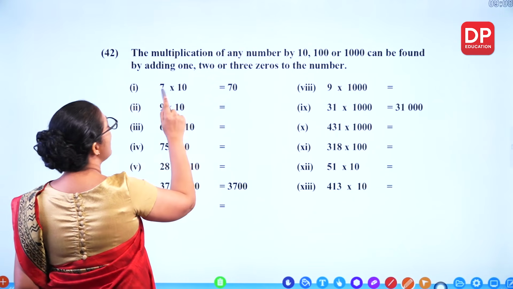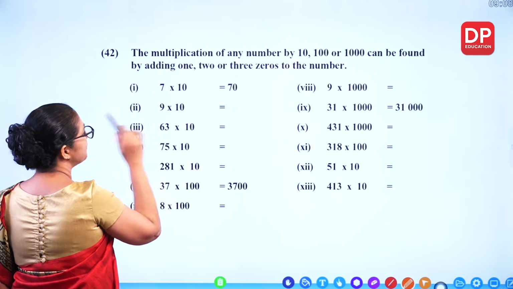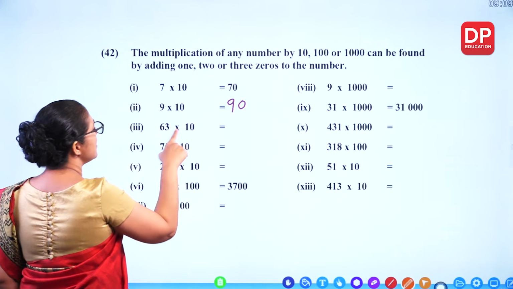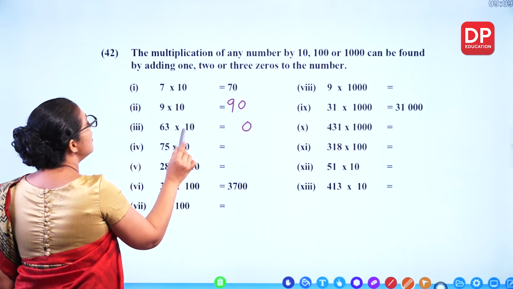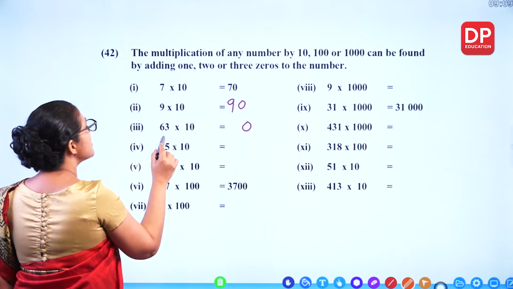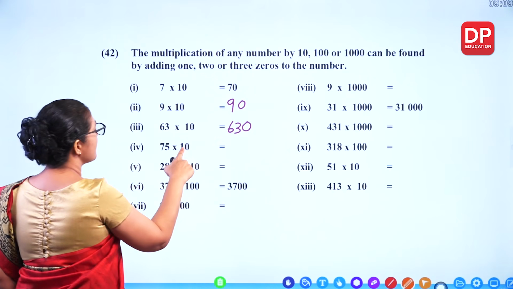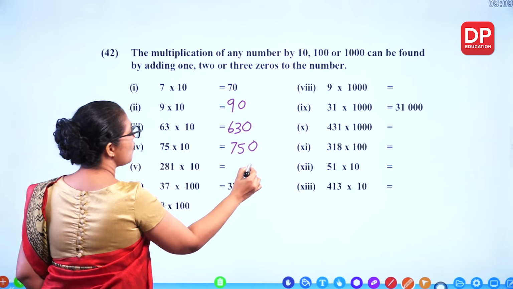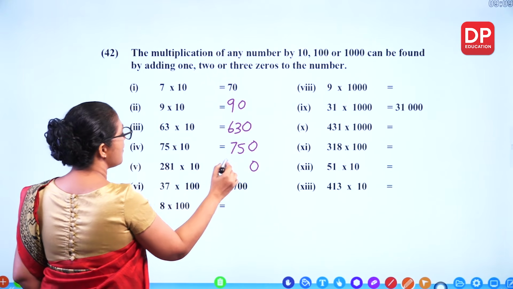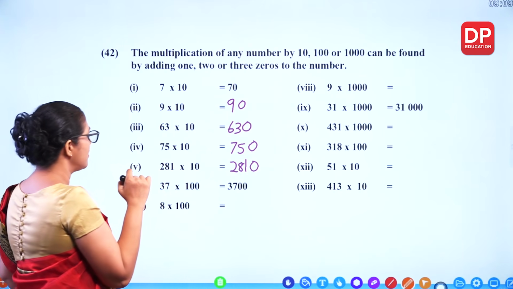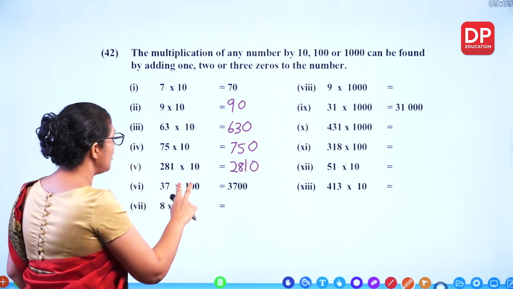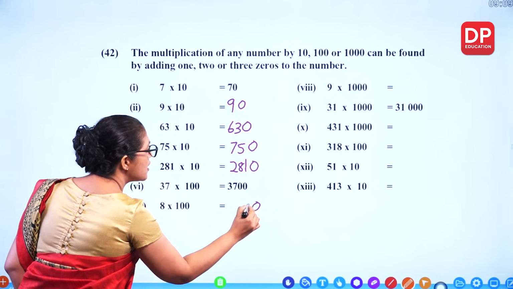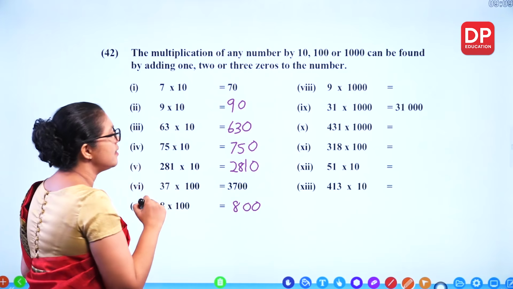10, you put 1 zero and multiply by 1. 7 times 1, 7. 1 zero and multiply by 9. 9 times 1, 9. Put 0 and 1 times 63, you get 63. Put 0, 75 times 1, 75. 1 zero there, you get 281. Now, multiply by 100. You put 2 zeros and 37 times 1, 37. Put 2 zeros, 8 times 1, 8.